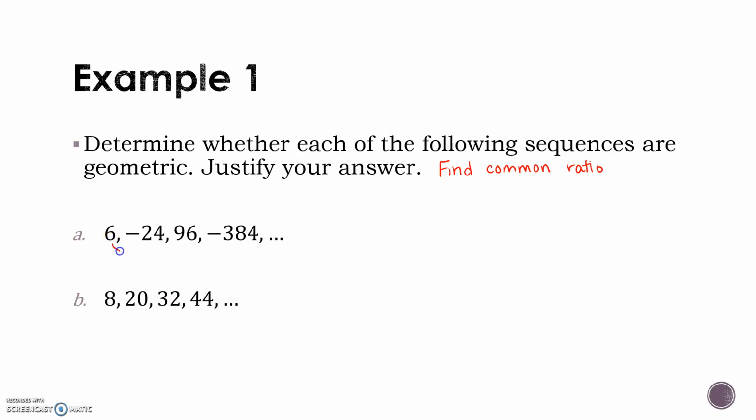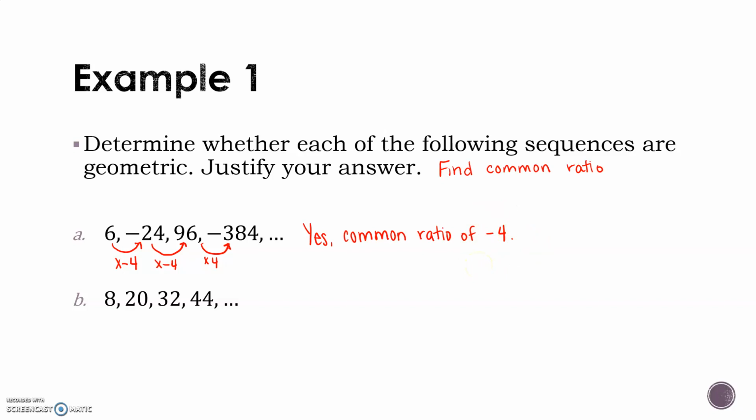So if I look here, am I multiplying by the same thing every single time? And if I check it, I am multiplying here by -4. Well, does that hold all the way across? Yeah, it does. And so I would say yes, common ratio of -4. And this is how we would answer this question, because common ratio says that we're multiplying by something, and we've said the value that we're multiplying by.